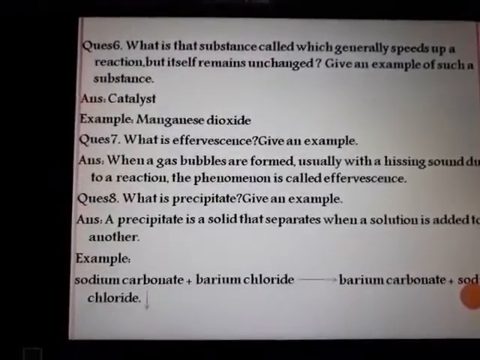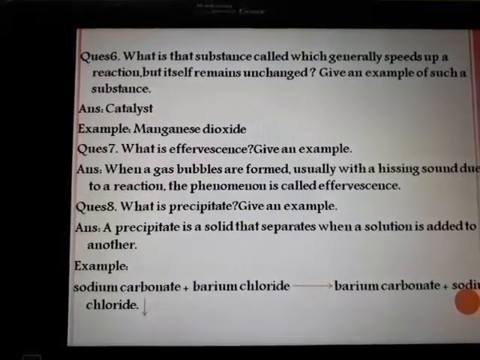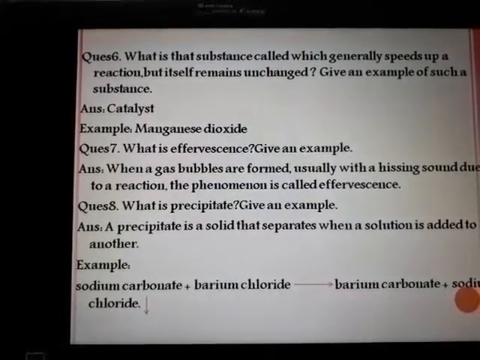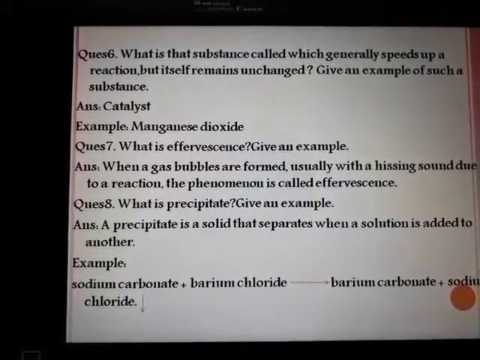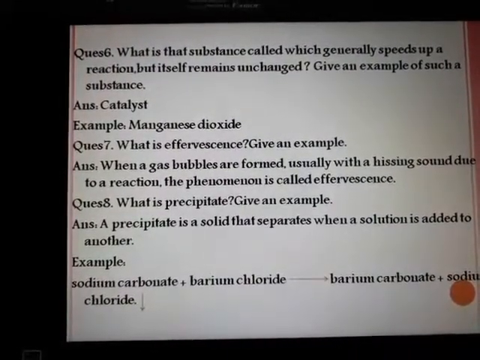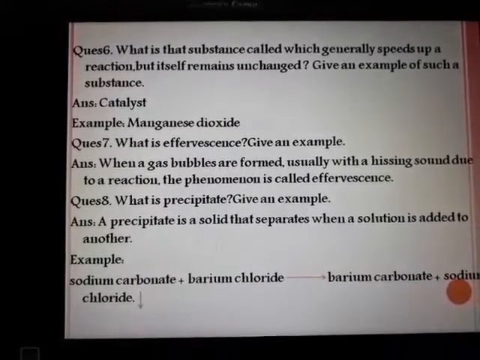Sixth question, what is that substance called which generally speeds up a reaction but itself remains unchanged? Give an example of such a substance. The first part of the answer is catalyst, and the example of a catalyst is manganese dioxide.